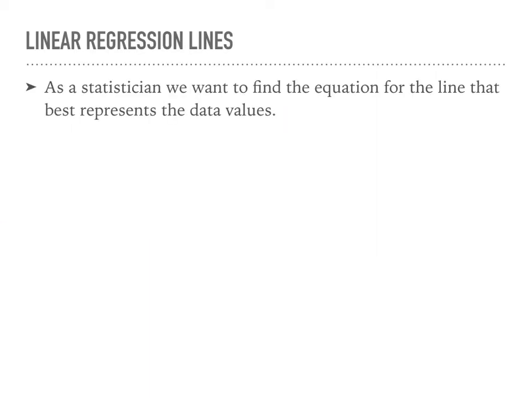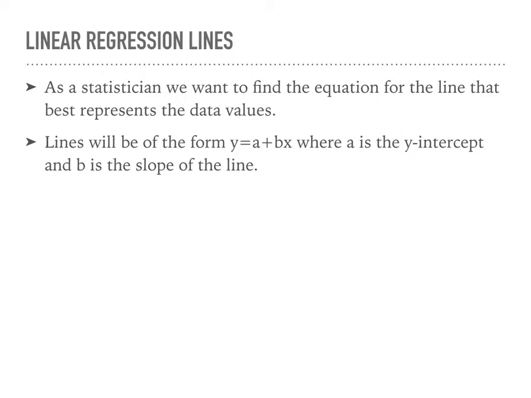As a statistician, we want to find the equation for the line that best represents the data values. Lines will be of the form y equals a plus bx, where a is the y-intercept and b is the slope of the line. We use this form because our calculator uses this form as well, and it's nice to be able to depend on our calculator every now and then at least.